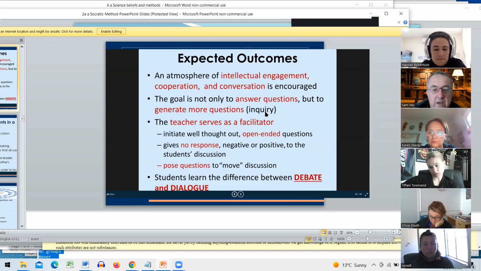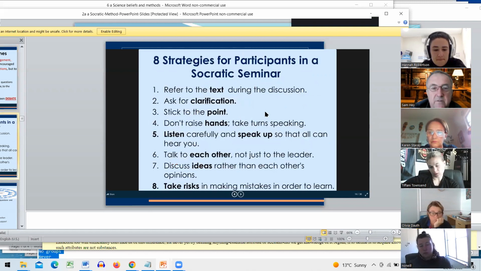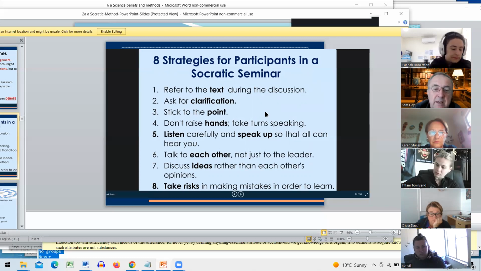who's going to encourage the questions to go forward. So in a Socratic seminar, you might define what we're looking at. You might want to stick to the point, clarify. Instead of raising hands, you might take it in turns, so everyone has to speak once before another person can speak a second time. You might want to break into groups.